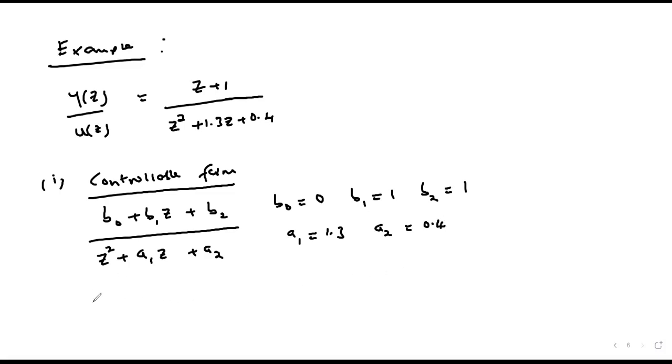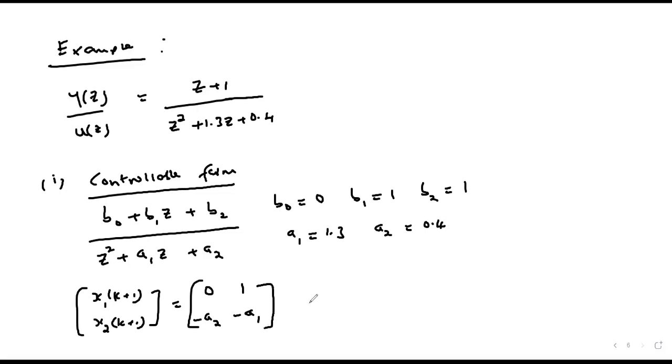The state equation can be written as x1 of k plus 1, x2 of k plus 1, as the vector x of k plus 1 will be: the matrix G will be 0, 1 for the first row, and then negative A2 and negative A1, into x1 of k and x2 of k, plus the matrix H is all terms 0 apart from the last one, which is 0, 1, multiplied by u of k.